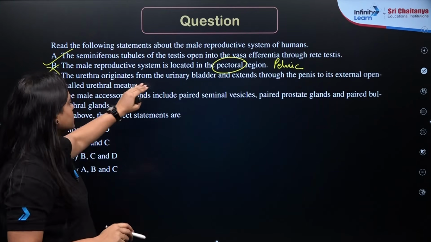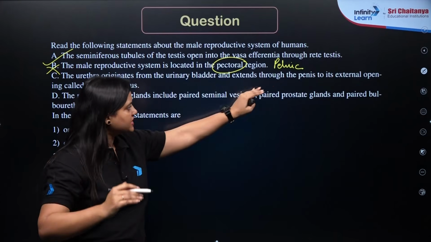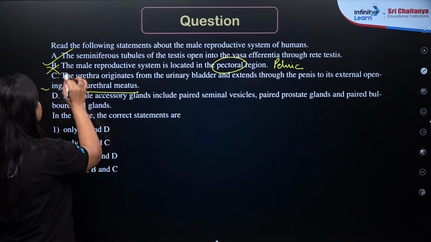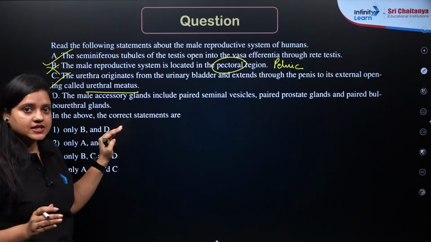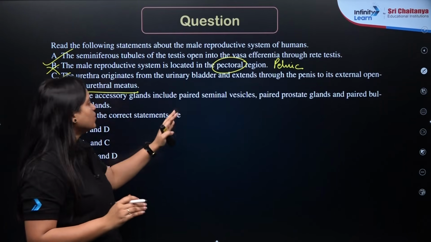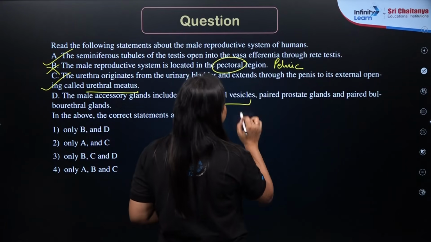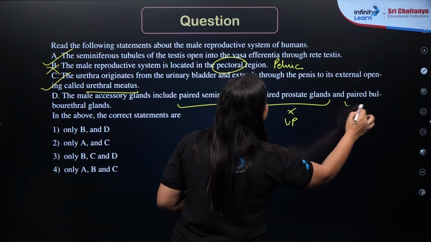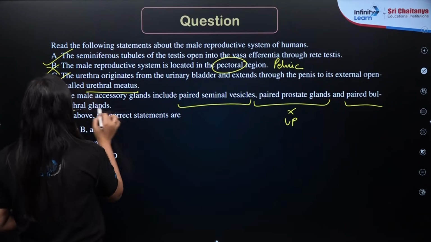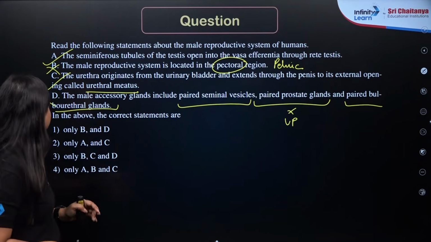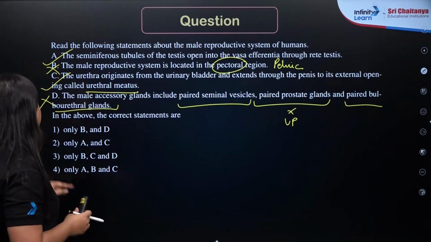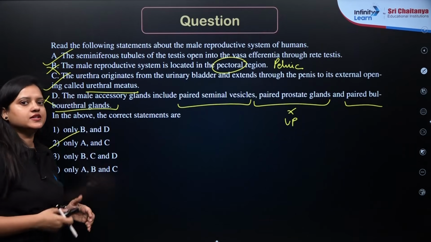The urethra originates from bladder, extends through the penis to its external opening called urethral meatus. That is true. The male accessory glands include paired seminal vesicles. Yes. Paired prostate gland. No, it is unpaired. Paired bulbourethral gland. That is true, but ultimately wrong. So we want the correct statements. A and C were correct here. So correct answer here is 2.